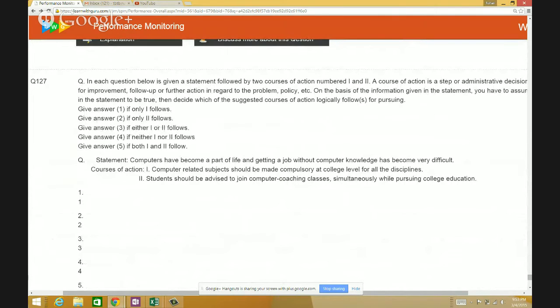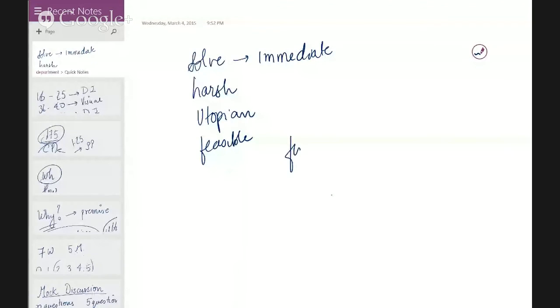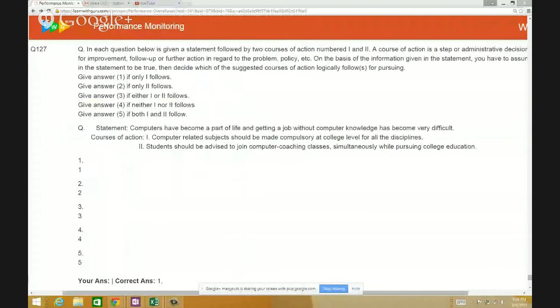So both follow. Computers have become a part of life, and getting a job without computers has become very difficult. So what to do if computers have become such an important part? Computer subjects should be made compulsory at school levels. Yes. Students should be advised to join computer classes simultaneously while pursuing college education. Not necessarily follows, because joining a computer class may have financial issues. I would say it's not feasible for everybody. So feasibility is not followed, and that's why it doesn't follow.